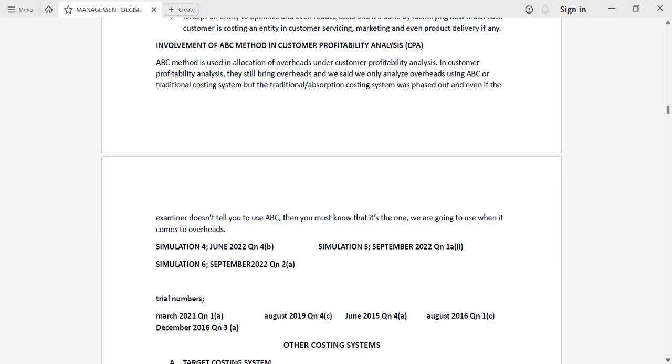So we have maybe a simulation that we can look at, but this one we are going to look at in the next video, and we don't want to make this very long because it is a very short aspect, but we need to understand it critically and be able to analyze it and understand everything. So the simulation we are going to first look at is going to be from June 2022, question 4B.